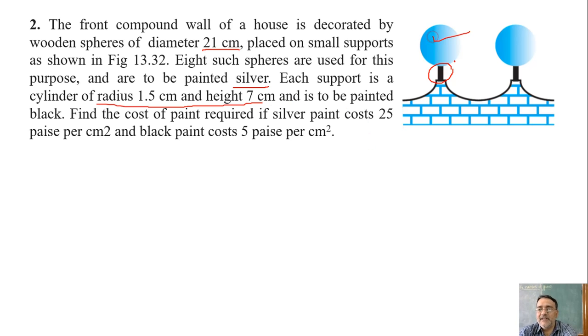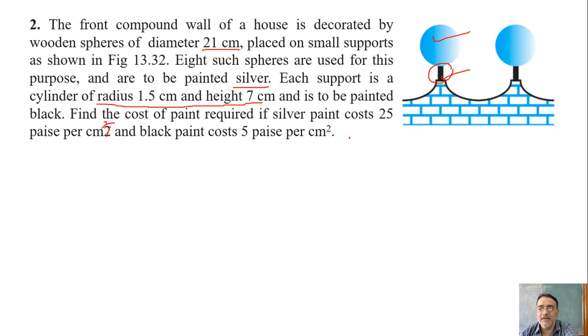इसको सिल्वर में पेंट करना और इसको ब्लैक में. Find the cost of paint required if silver paint costs 25 paise per centimeter square, and black paint costs 5 paise per centimeter square. सो हम लोग को सबसे पहले सिल्वर के लिए एरिया निकालना पड़ेगा और ब्लैक पेंट के लिए एरिया निकालना पड़ेगा. So let us start for the sphere.